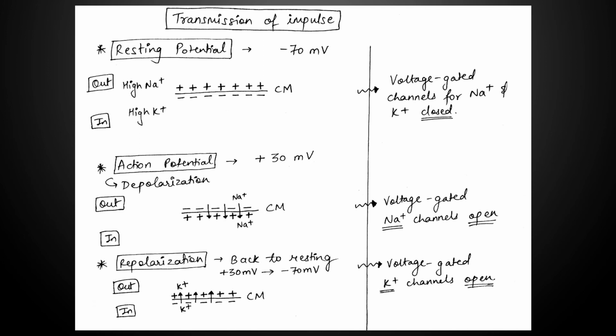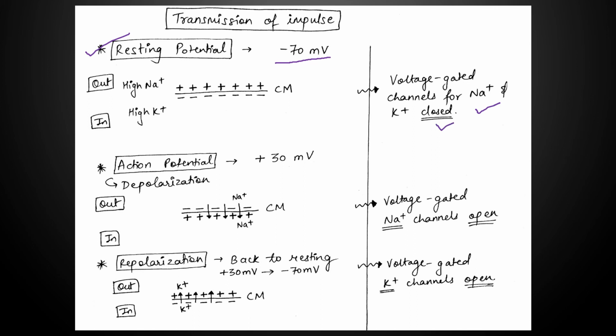Let us understand how exactly the impulse got transmitted into the neuron. First of all, the neurons are in the resting position, and that's when they have the resting potential as minus 70 millivolts. In this situation, the neuron has not yet received any signal. So here, the inner side of the membrane is going to have a negative charge and the outer side is going to have a positive charge. Now this is when the voltage gated channels for sodium as well as potassium are closed.